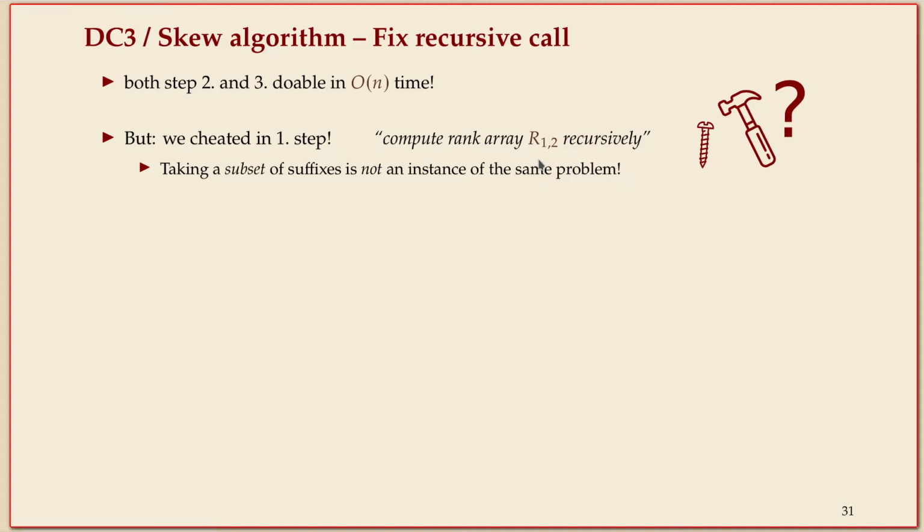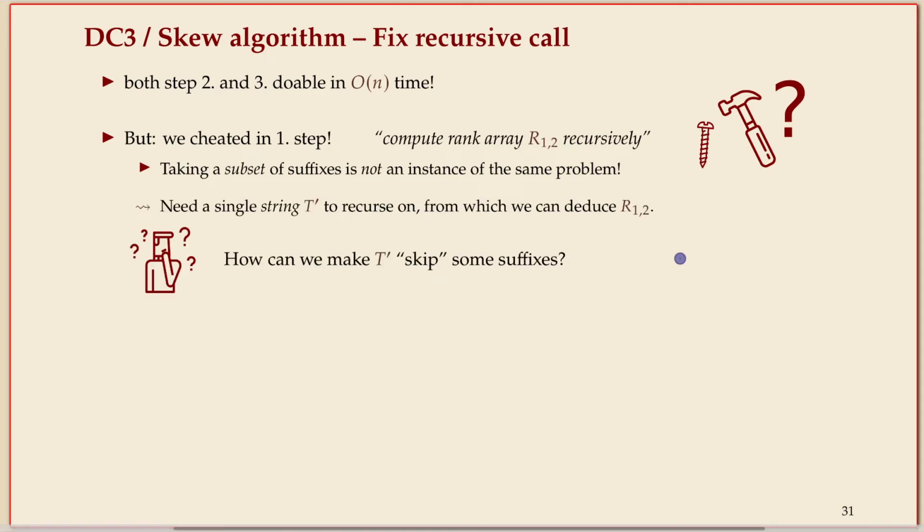The original problem was, here's a string, take all its suffixes and sort them and give me the rank array. And now I'm asking you to do something like this. That's not quite matching the signature of the method. So we'll have to work around that. The thing is, we really like to recurse on a single string because that's what the method can do. And what we want is a single string that has only the suffixes starting at not a multiple of 3.